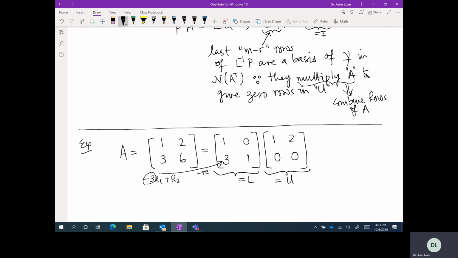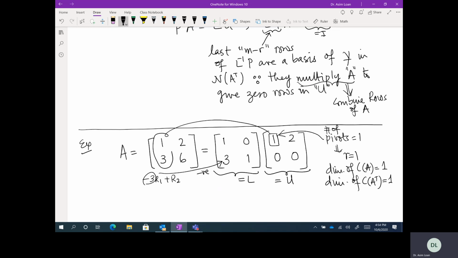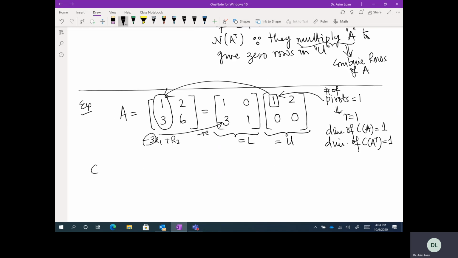When you multiply by this, you are picking the first row, taking the multiple of the first row. There is only one pivot. Number of pivots equals 1, which implies rank is equal to 1. So the dimension of the column space of A equals 1, and the dimension of the row space of A equals 1. Which is the independent column? This is the independent column. So the column space of A is generated by 1 and 3.